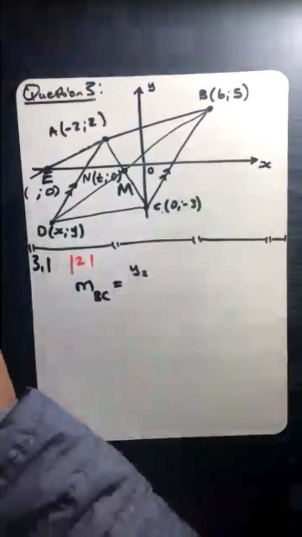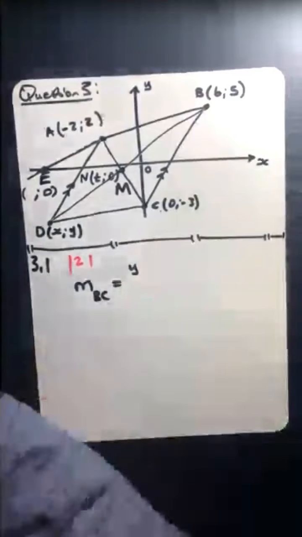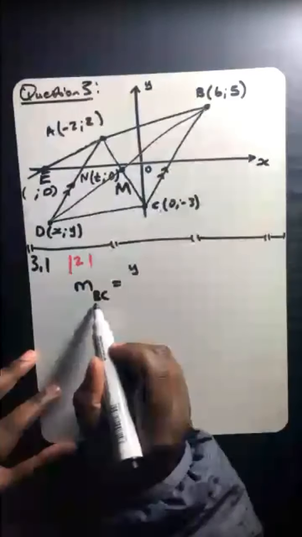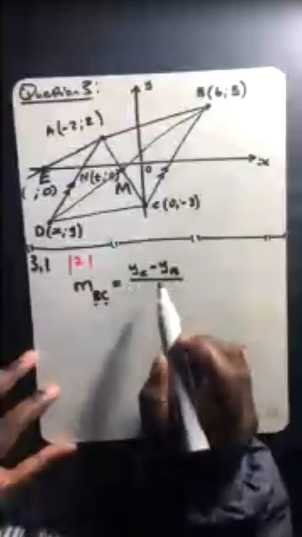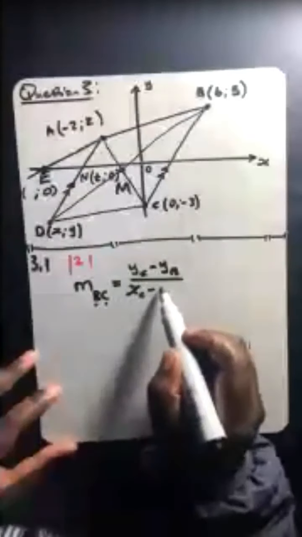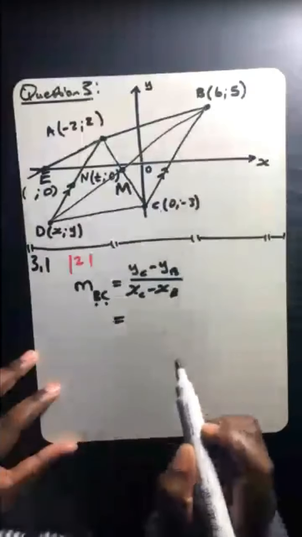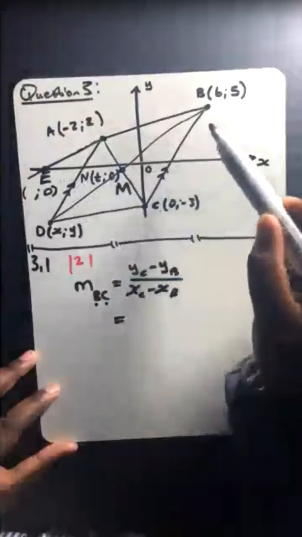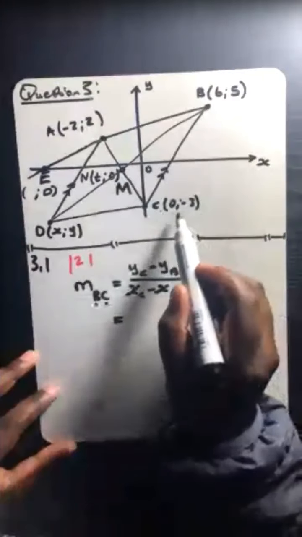Let me also do this just to show that I'm at advanced level. I know B comes first, C comes first. So I'm just going to say Y of point C minus Y of point B divided by X of C minus X of B. Then I'm going to substitute. Do I have both of those values? BC 100%. So let's substitute.